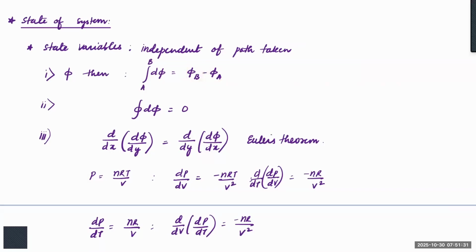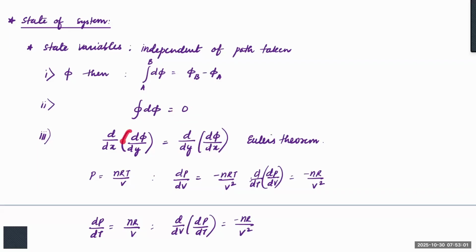And again, the cyclic integral of d phi will always be equal to 0. So we can make a cyclic integration of d phi equal to 0. That means it is a state function.